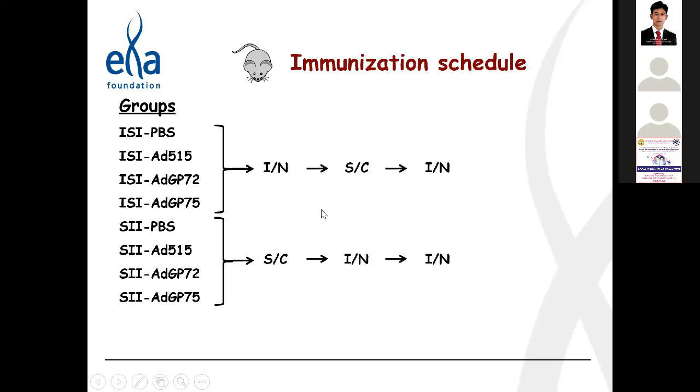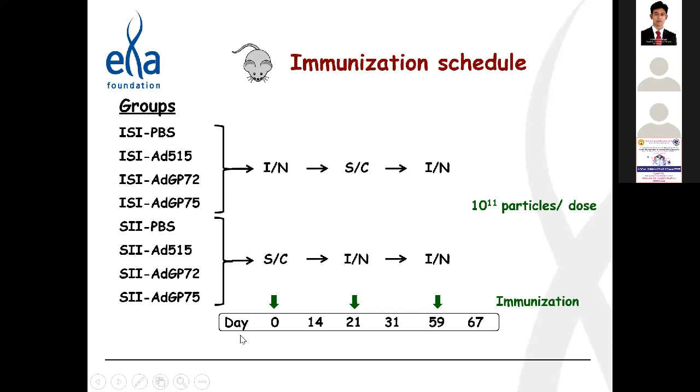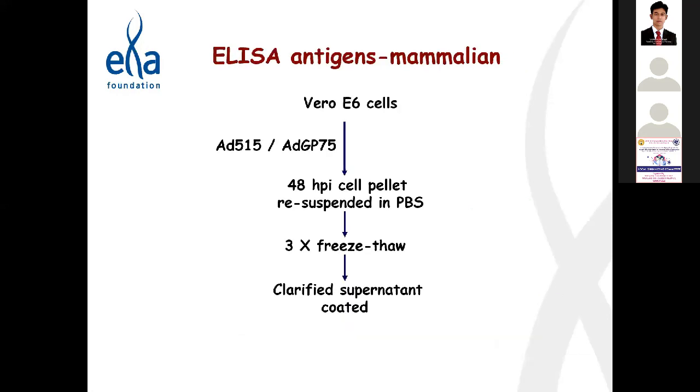These were used for immunization, and the schedule was like this: on day 0 the first dose, on the 21st day the second dose, and on the 59th day the third dose, through the respective routes. We did bleeding on days 14, 31, and 67, and we also took a pre-bleed sample, and each dose contained almost 10 to the power 11 virus particles. So we wanted to test the immunogenicity. For that, we needed some antigen. Unfortunately, Ebola is not reported from India, and handling Ebola is not possible in India.